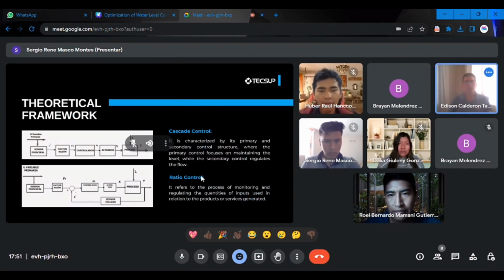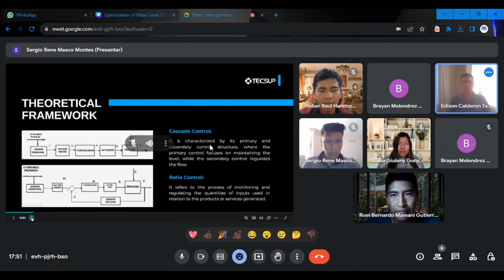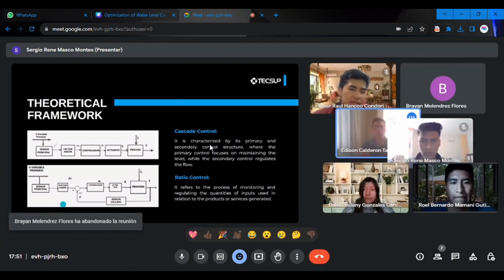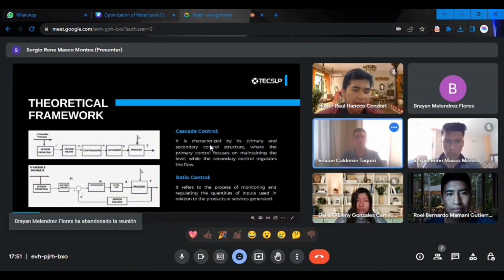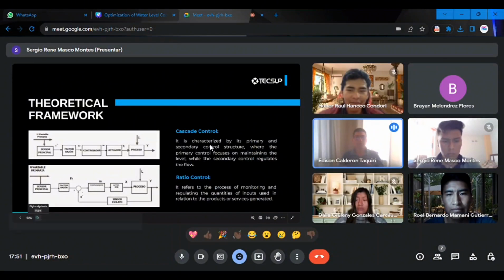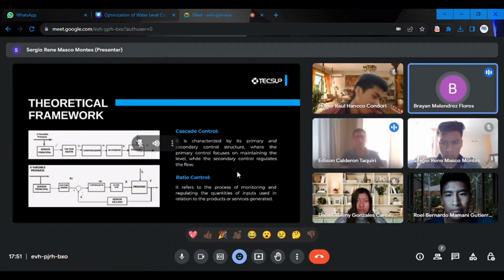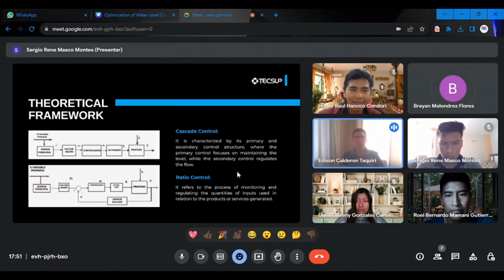Theoretical framework. Cascade control is characterized by a primary and secondary control structure, where the primary control focuses on maintaining the level, while the secondary control regulates the flow. Ratio control refers to the process of monitoring and regulating the quantity of input used in relation to the product or service generation. Next.